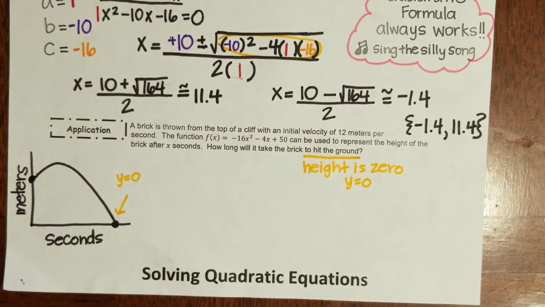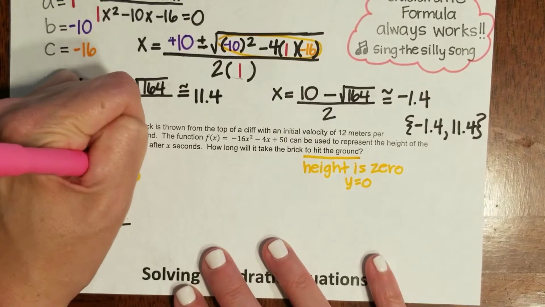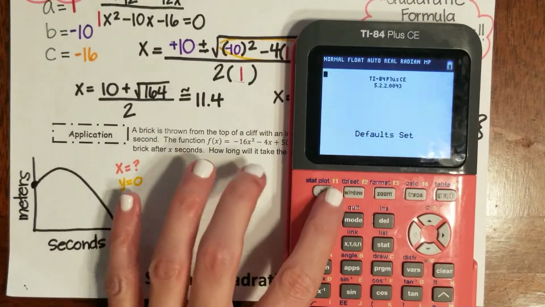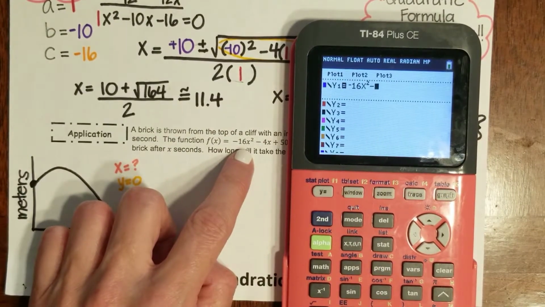Well, if they tell me y is equal to 0 there, then they are asking me for the x value. They're asking me, well, what is x equal to when y is equal to 0 here? So what I'm going to do is I'm going to go to my calculator, and I'm going to type in my equation. I'm going to type in negative 16x squared minus 4x plus 50.